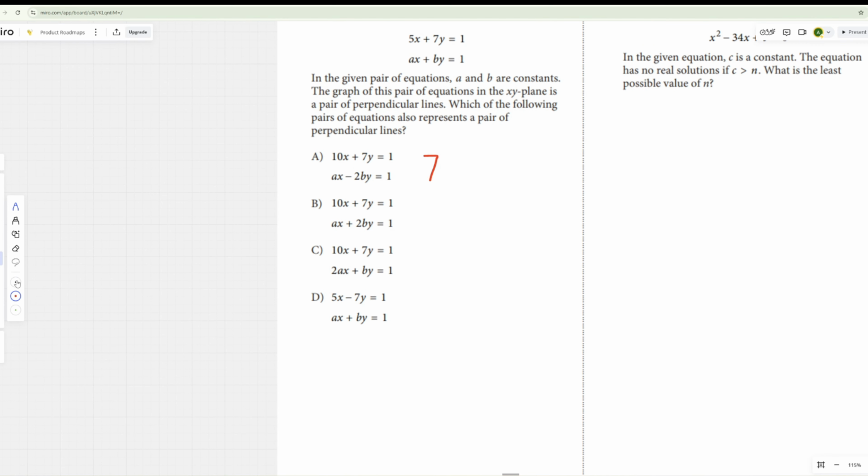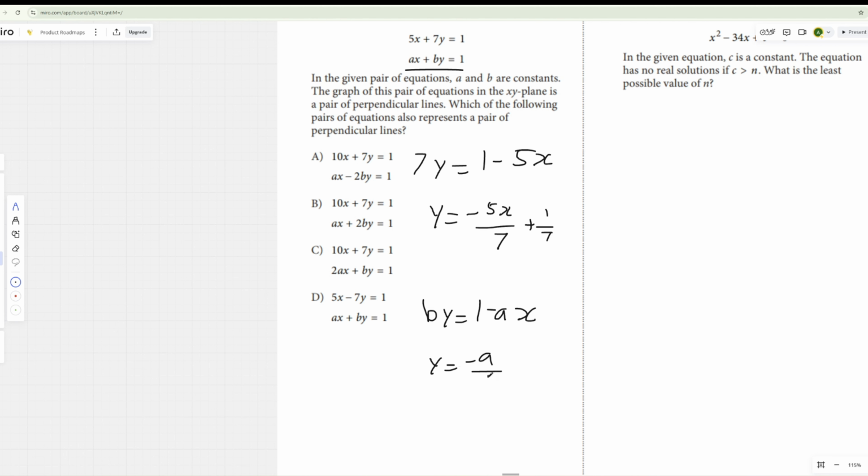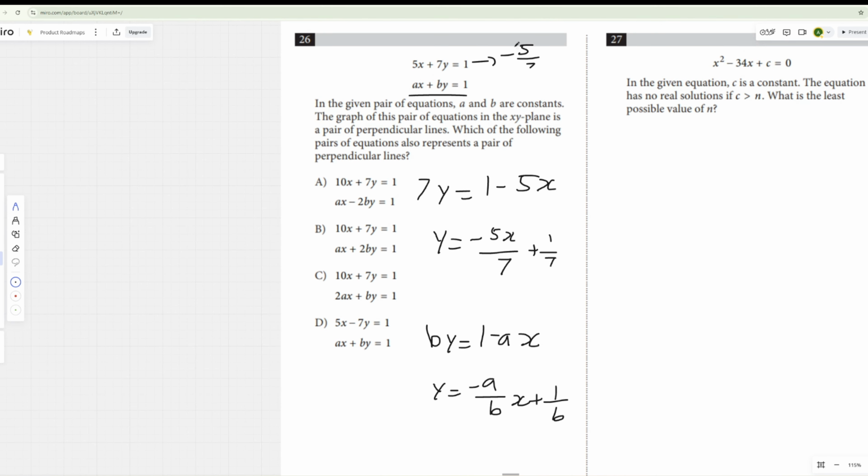We get 7y equals 1 minus 5x. Let me use black, the red is hurting my eyes now. Y equals negative 5x over 7 plus 1 over 7. Okay, so now let's do the same here, right? Solve for y. So we get by equals 1 minus ax. Y equals minus a over b x plus 1 over b. The y-intercept doesn't matter here. So the slope of this is negative 5 over 7.